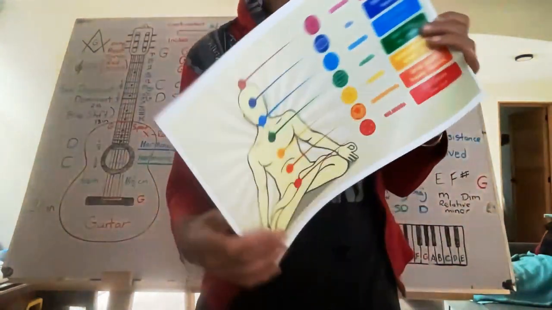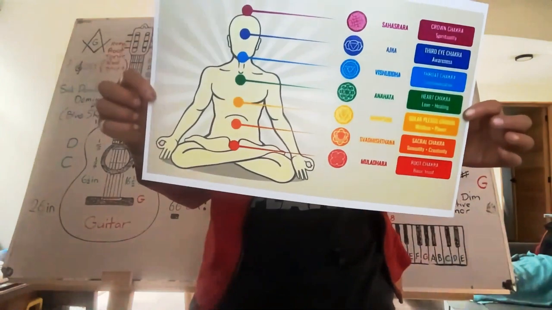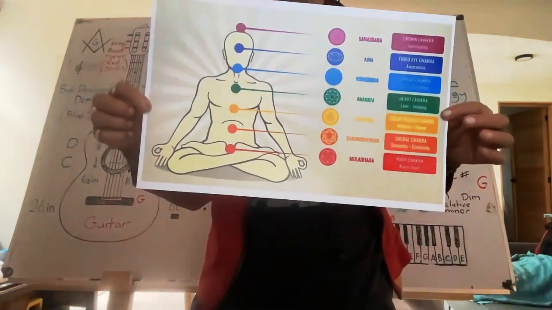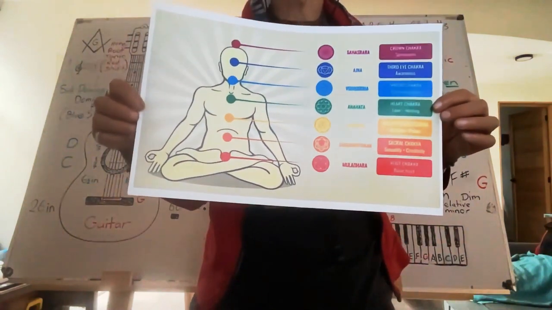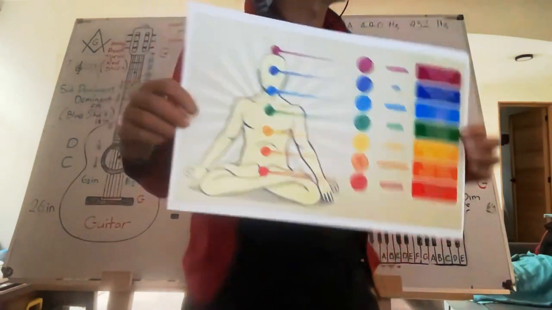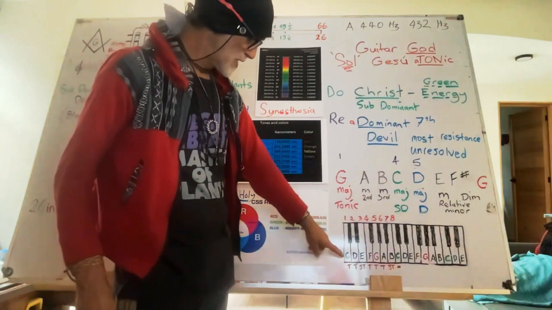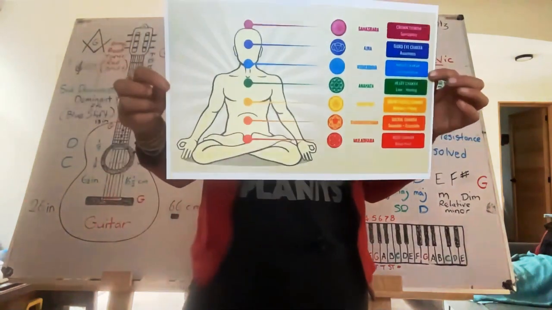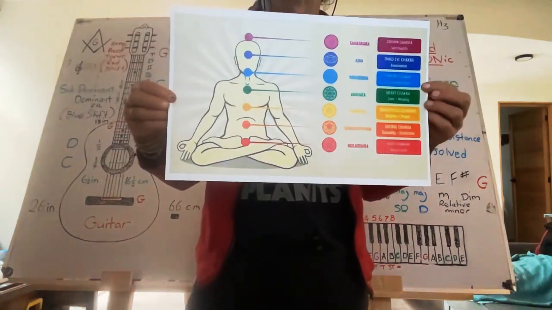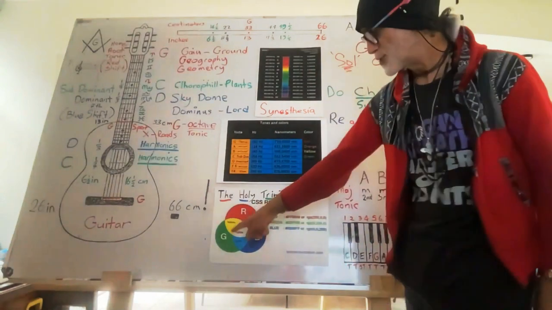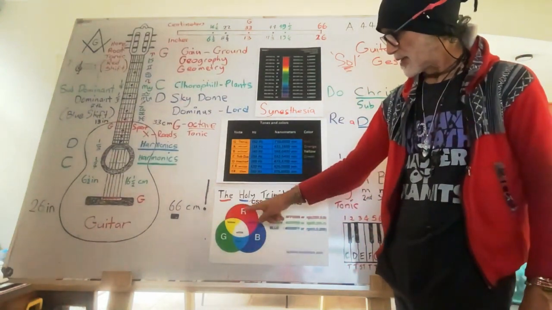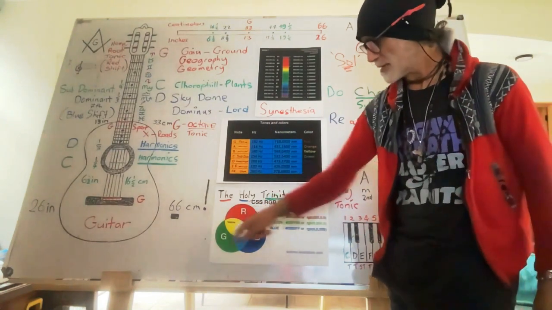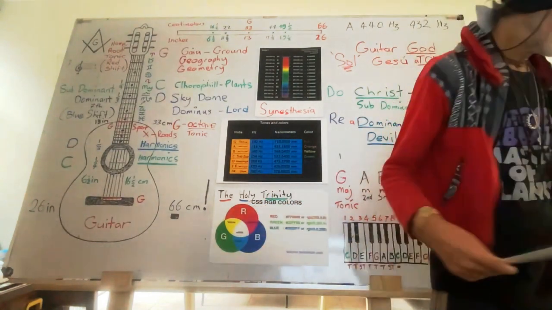There's the colours of the chakra. Blues. Green is always in the middle. And that's why they call this middle C. Because it's green, it's in the middle. Green is always in the middle. And that's why they say RGB. Because green is in the middle.